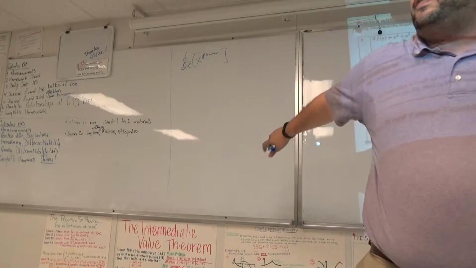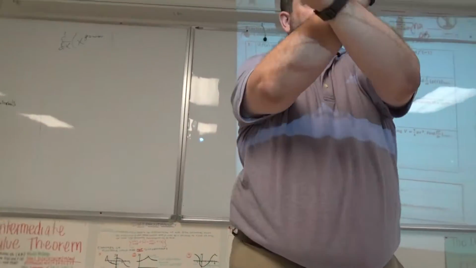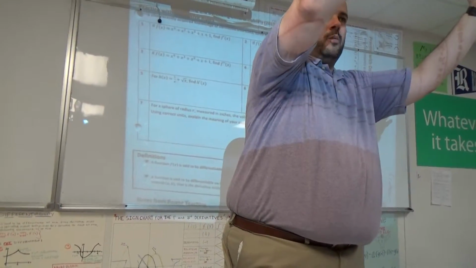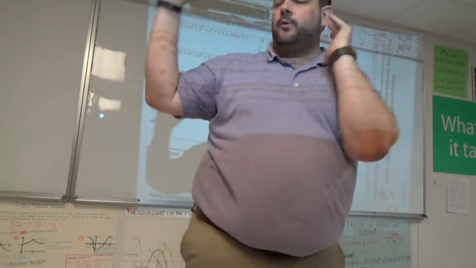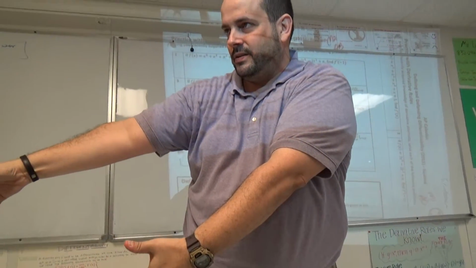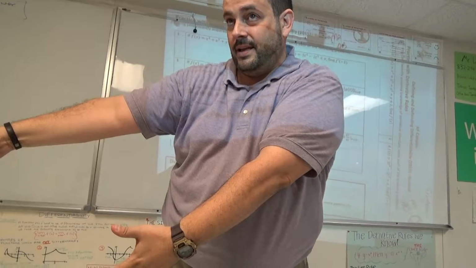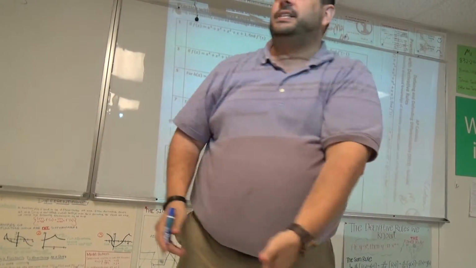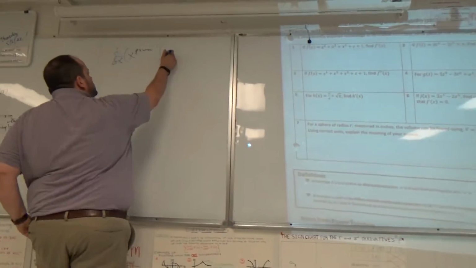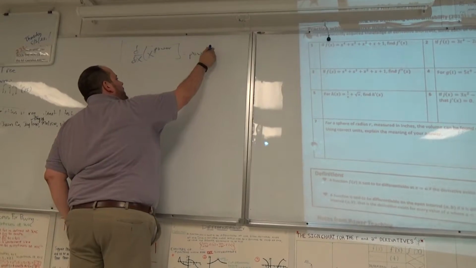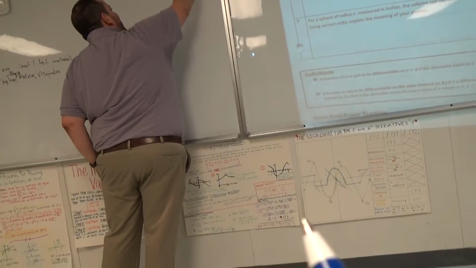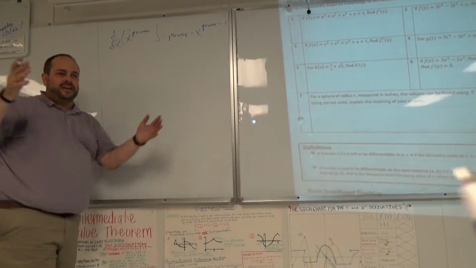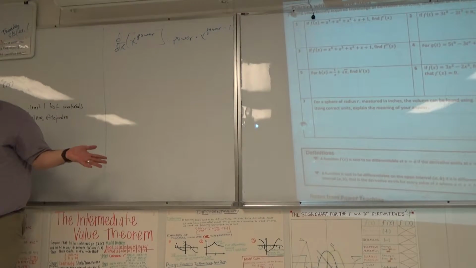The power rule says if I have x raised to a power, what do we do? Bring the power down. And decrease it by 1. Decrease the power by 1. So the derivative of x to a power is the power times x to the power minus 1. Bring that power down, reduce the power by 1, done.